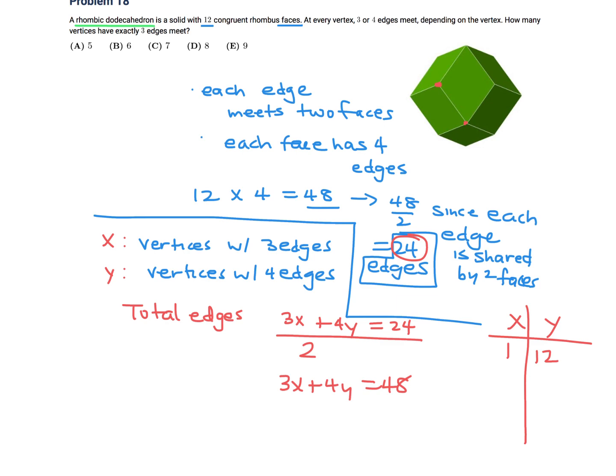When x is 8, oh sorry, hold on. I'm just looking for integer solutions. So when x is 4, y would be 9. When x is 8, y would be 6. And so on. I skipped over the ones that would not give integer solutions. So how many have exactly 3 edges meet? And therefore, of the answer choices, the only one that appears is the 8. So the answer is D.